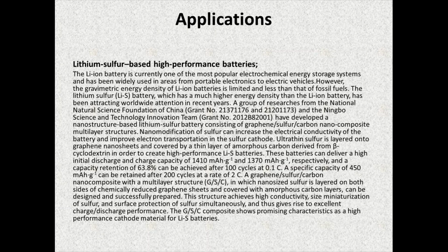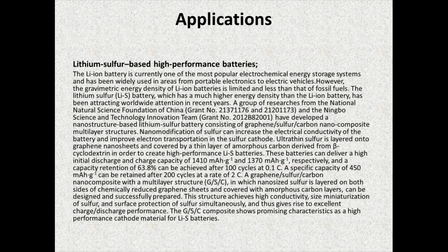Nanomodification of sulfur can increase the electrical conductivity of the battery and improve electron transportation in the sulfur cathode. Ultrafine sulfur is layered onto graphene nanosheets and covered by a thin layer of amorphous carbon derived from beta-cyclodextrin in order to create high-performance lithium-sulfur batteries.